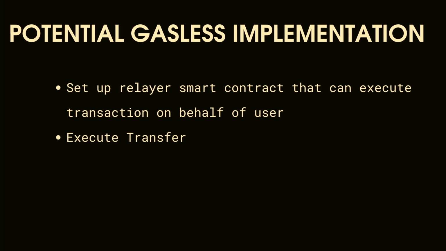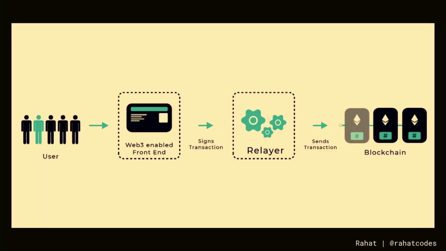And then ultimately, a relayer is given your function and executing that function on your behalf and sending you your NFT, your ERC20, or whatever it is you want to do. So this is a little diagram of how you can visualize this. Again, the user is going to go to their Web3 enabled front end, sign the transaction. That transaction gets sent to the relayer, and that transaction is then sent to the blockchain.